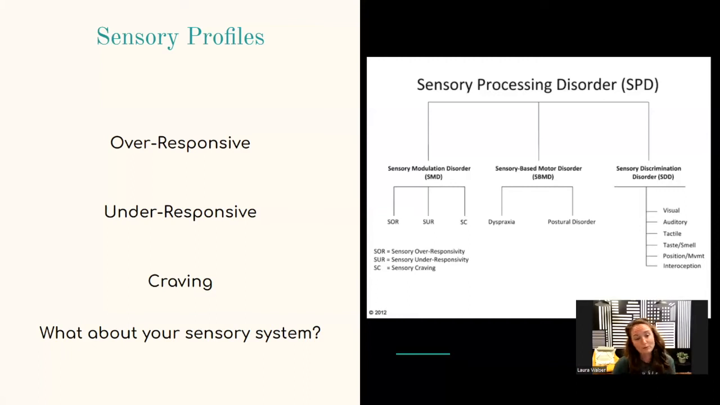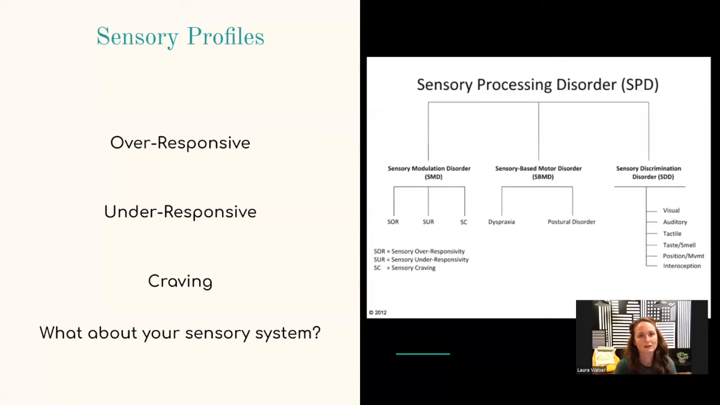So before we move on, I want to take a minute to pause and reflect, for you to think about your own sensory system. I'm sure as I was talking about the different sensory profiles, you might have been picturing a child that you've worked with in the past. But I want you to take a minute to actually think about your own sensory profile. So where do you find yourself on the sensory profile spectrum? So just some questions to be thinking about.